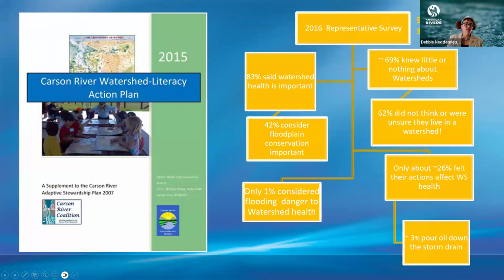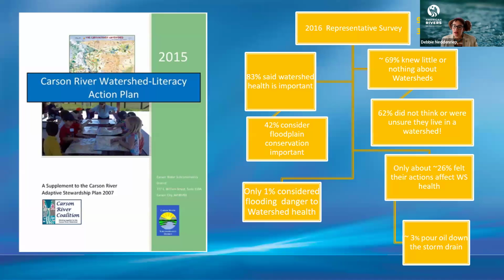So the first part of this watershed action plan was to do a survey. So we did this representative survey, and this is some of the answers we got. So 69% knew little or nothing about watersheds, and they were unsure or didn't think they lived in a watershed. 83%, once we explained what a watershed was, thought the health of the watershed was important and that conserving floodplains was important, but only 1% considered flooding dangerous to the watershed.